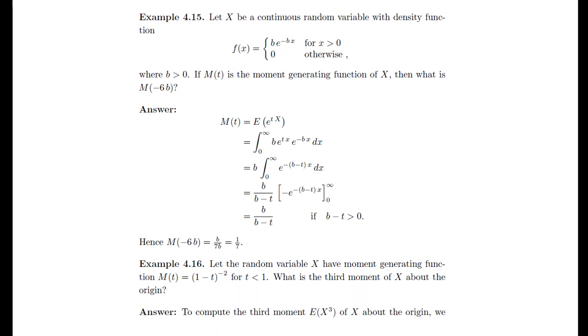The moment generating function is equal to the expected value of e to the power tx, which is equal to the integration from 0 to infinity of b times e to the power tx times e to the power minus bx dx, which is finally equal to b over b minus t if b minus t is greater than 0. Hence, the moment generating function at minus 6b is equal to b over 7b, which is equal to 1 over 7.